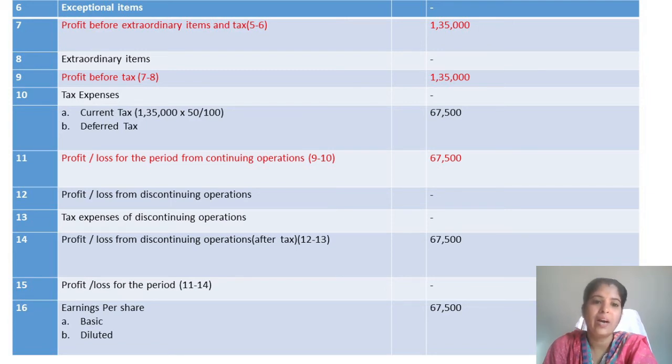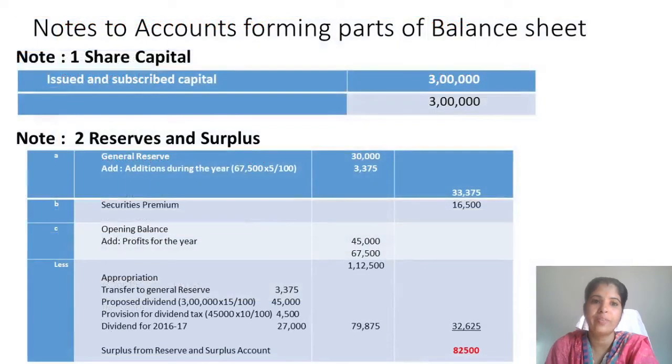67,500. Next we have the profit or loss for the period, 11th minus 14th item. Total, directly again profit will be carried forward up to 67,500. This is your earnings, either basic or diluted. So total profitability 67,500.